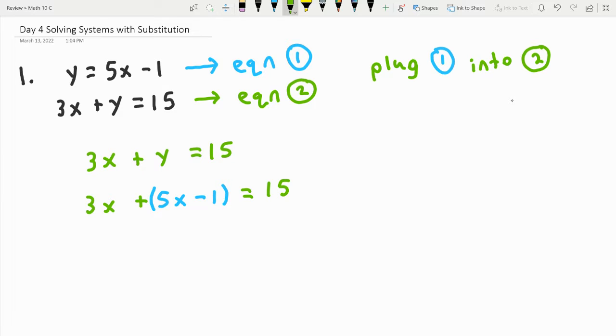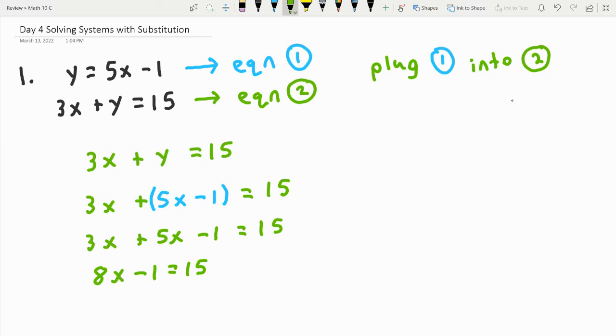So let's rewrite this now. I got 3x plus 5x minus 1. There's no multiplication sign in front of the bracket, and there's no negative sign either. It's a positive sign, so I just redistributed the positive into everything. And now I got 3x plus 5x minus 1 equals 15. Let's add up the like terms that we do have. So 3x plus 5x would be 8x. Minus 1 equals 15.